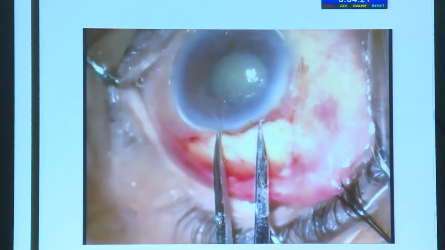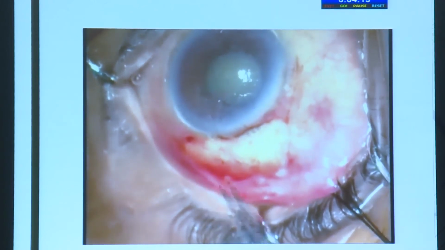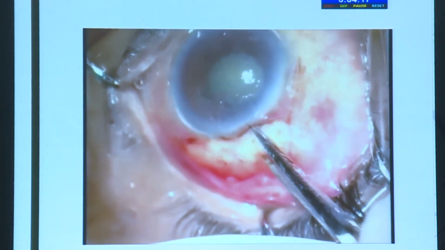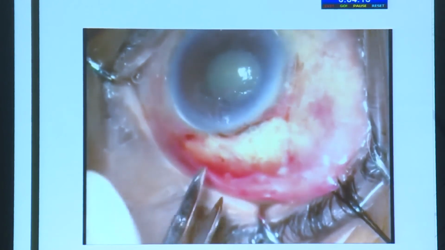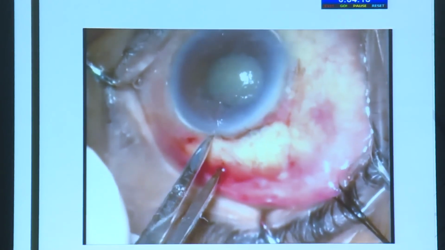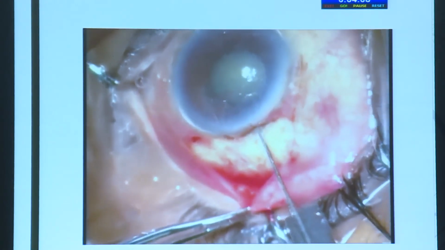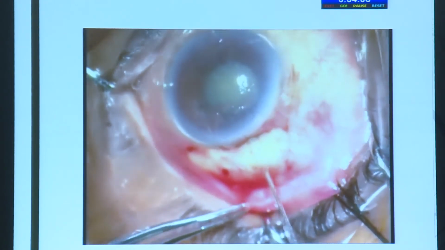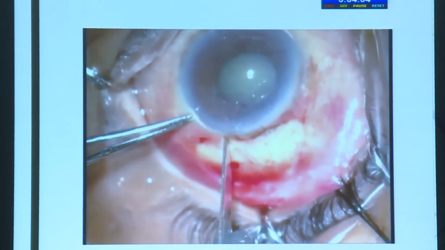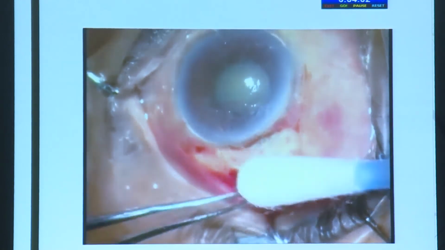Then I take a scleral flap. Usually this is about 4 to 5 millimeters in width. I do it with a number 15 or a number 11 blade. This is actually an NVG, a neovascular glaucoma. He also has a cataract, but I am doing the glaucoma surgery first.